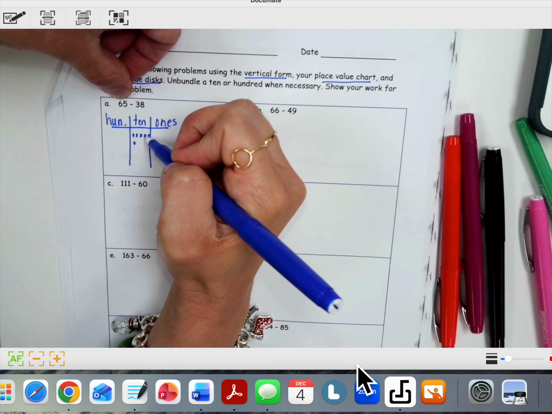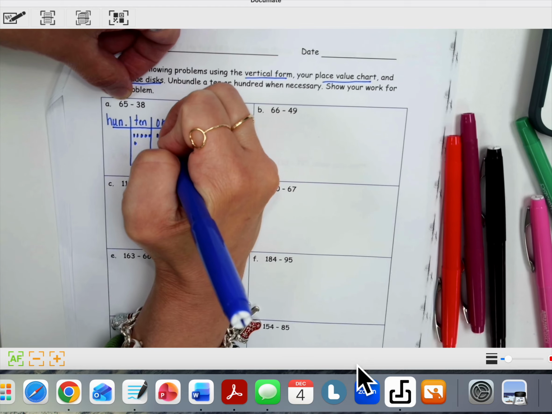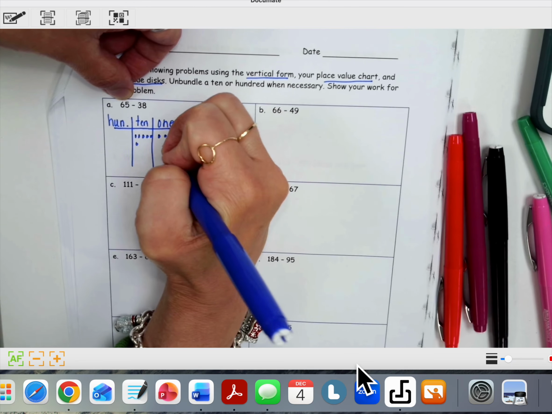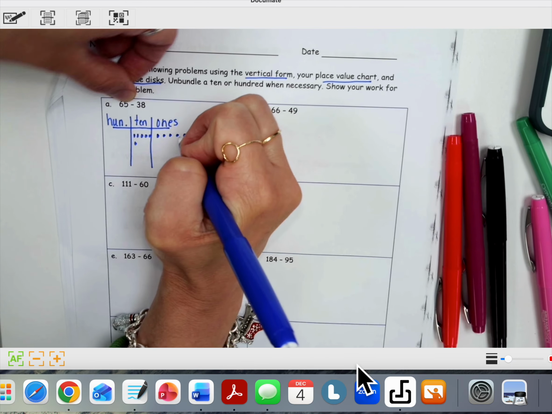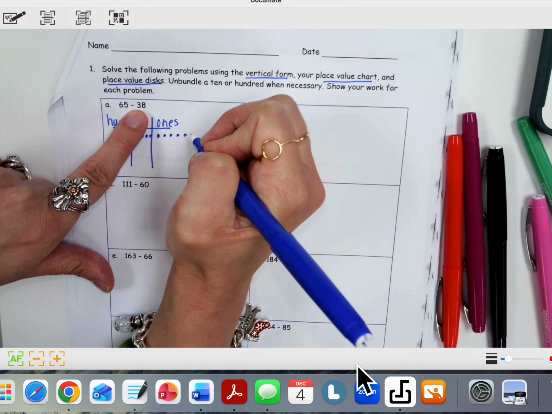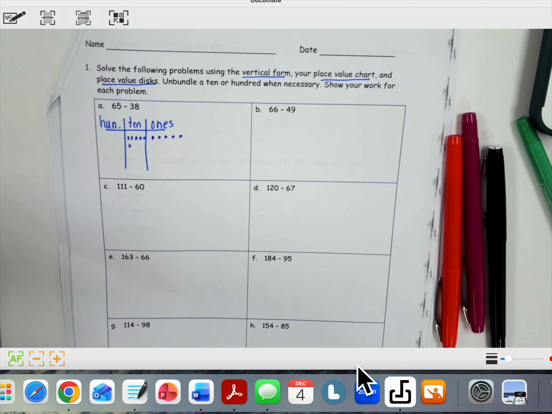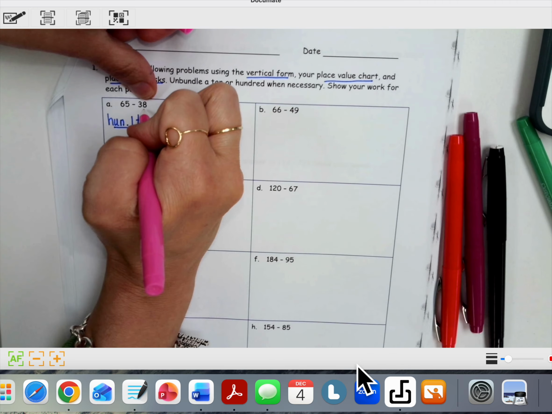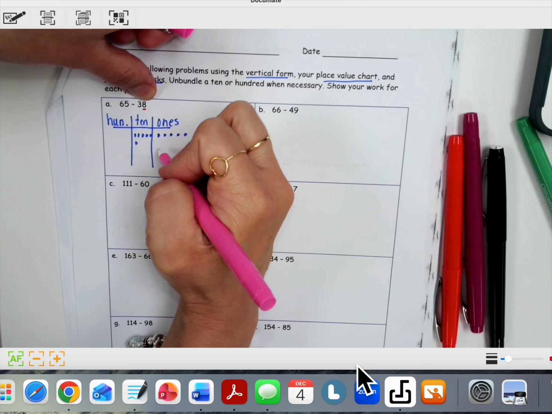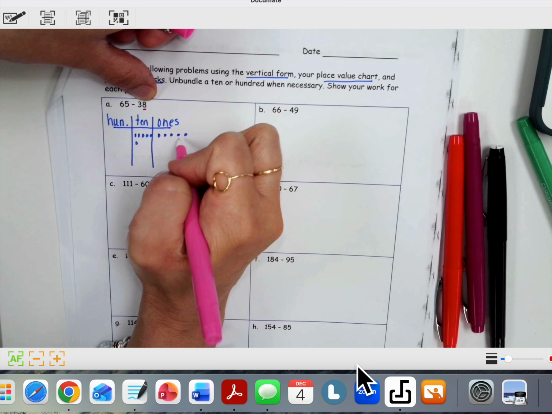So then this is 6 tens and I need 5 ones: 61, 62, 63, 64, 65. Okay, so that's 65, and now I'm going to subtract 38. What we do is look at our ones place first in 38. We need to take away 8 from our ones place. So we're going to unbundle one of the tens because we cannot take 8 from 5.